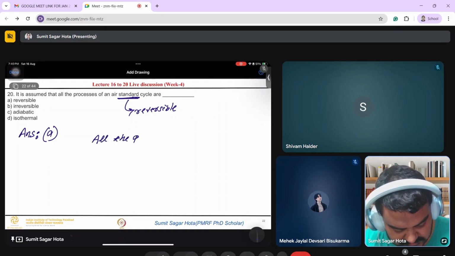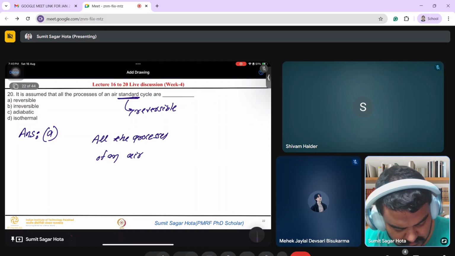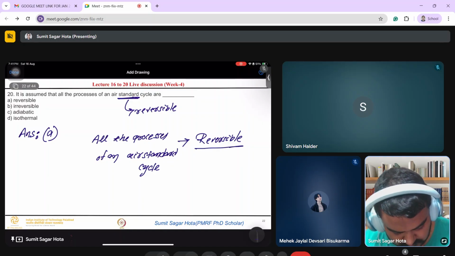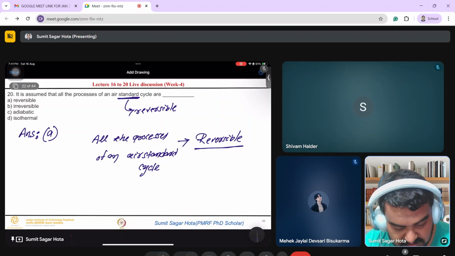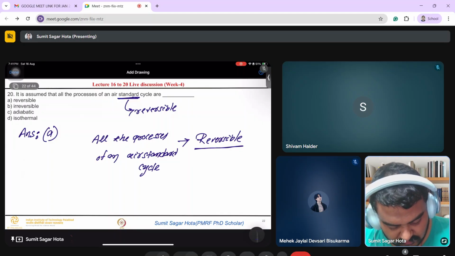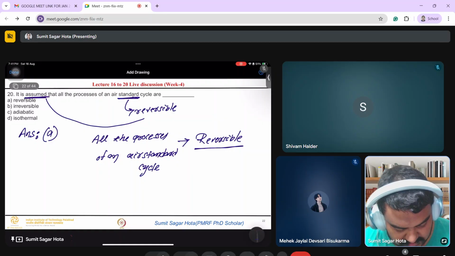I didn't study what's written, but the standard cycle written means it's reversible. That's it. Just write down what is in the question: all the processes of an air standard cycle are reversible. If it is only written air cycle, then it may not be reversible. Because it's an air standard cycle, that is a hint they are giving. These are the two hints to get this option.